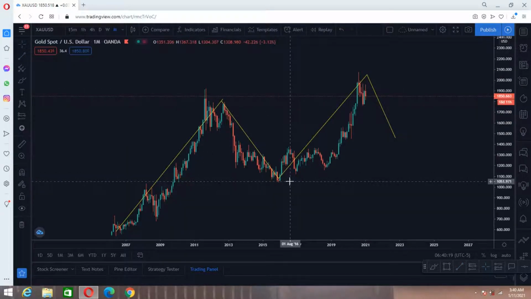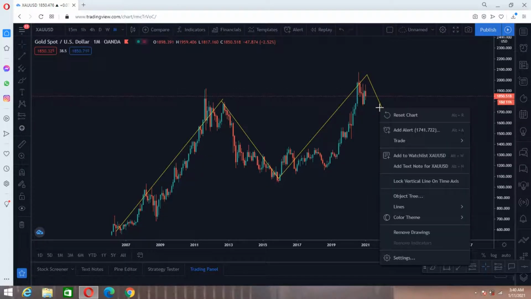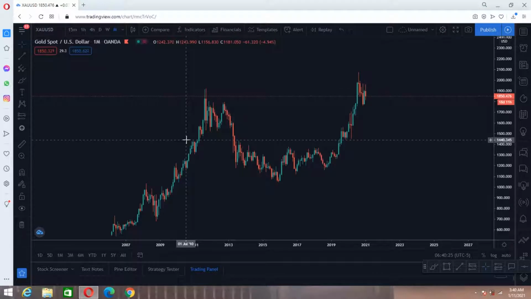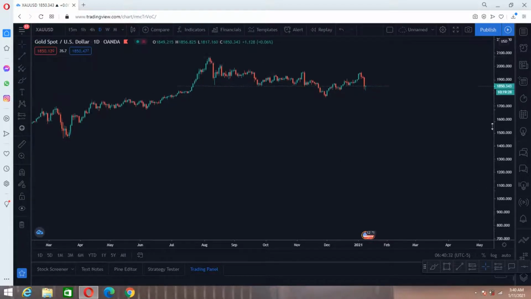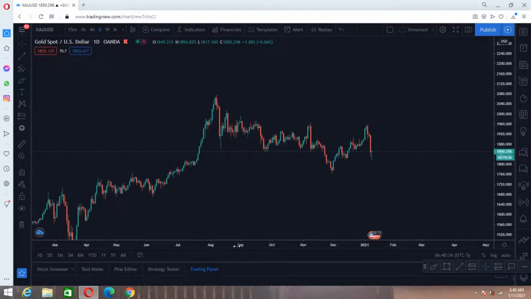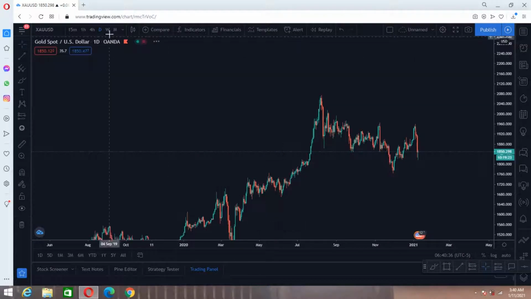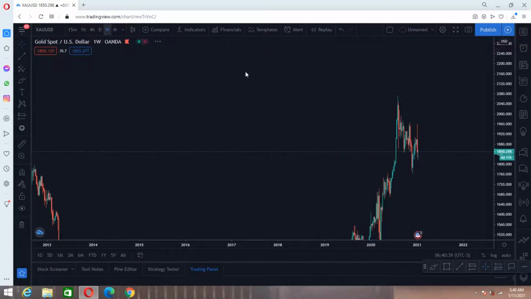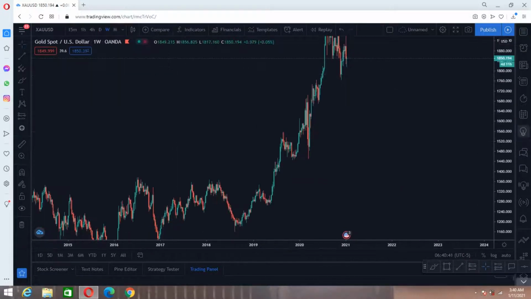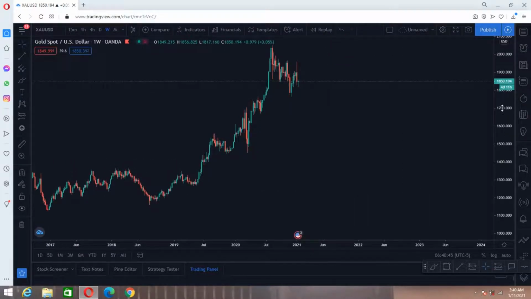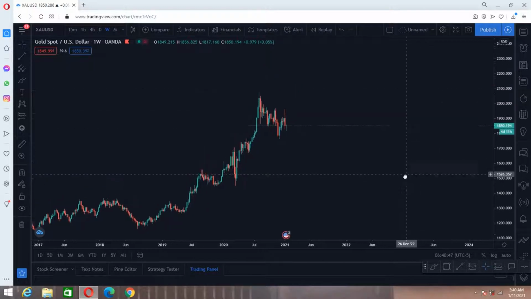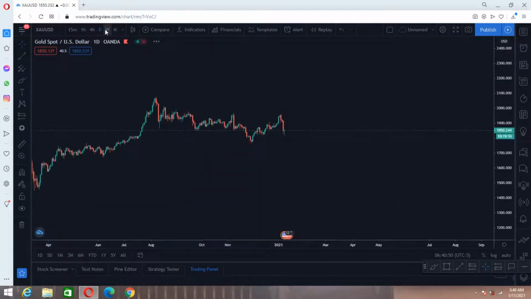Impulse, correction, impulse, correction. So now we know that we're looking for sell entries on gold. Let me go down to the daily time frame. Well, let's start with the weekly time frame. I hope we can see it properly. Actually, let's go down to the daily time frame.